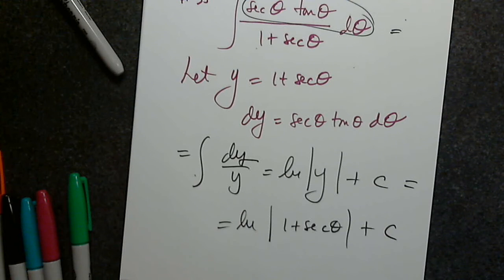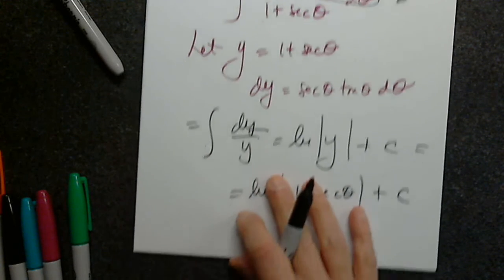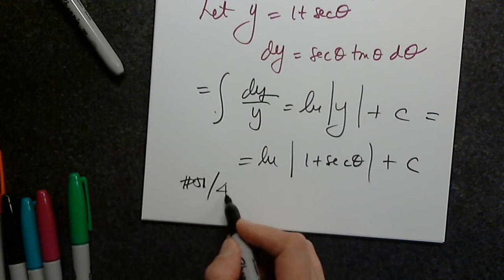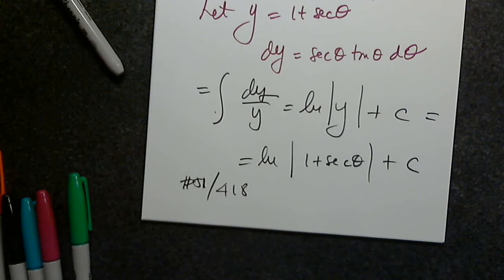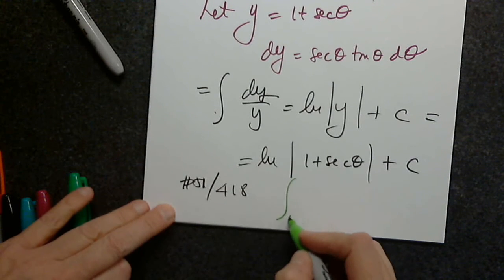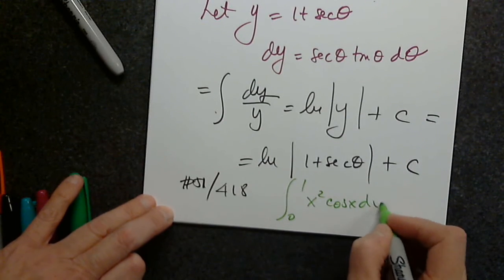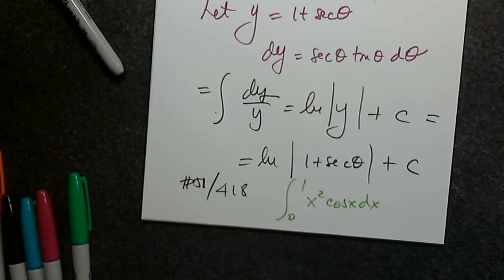Okay, so let's look at a problem like, let's say 51, on page 418. The integral from 0 to 1 of x squared cosine x. Do not try to evaluate this. You can't just yet. You have to wait till the next class when you study integration by parts. So we cannot even attempt this right now.